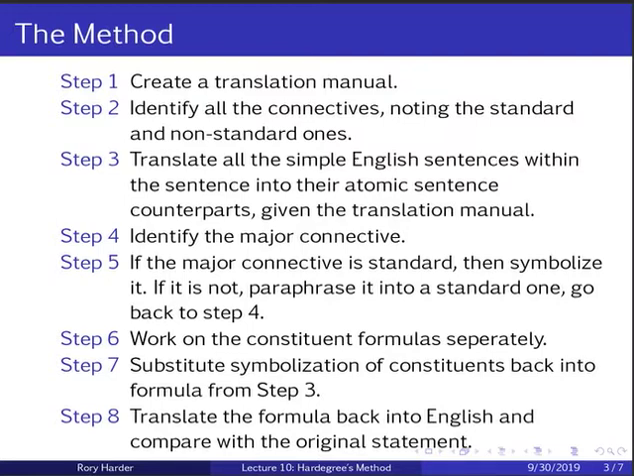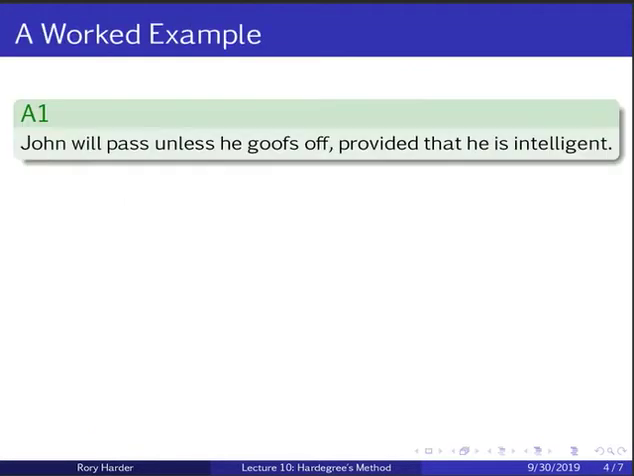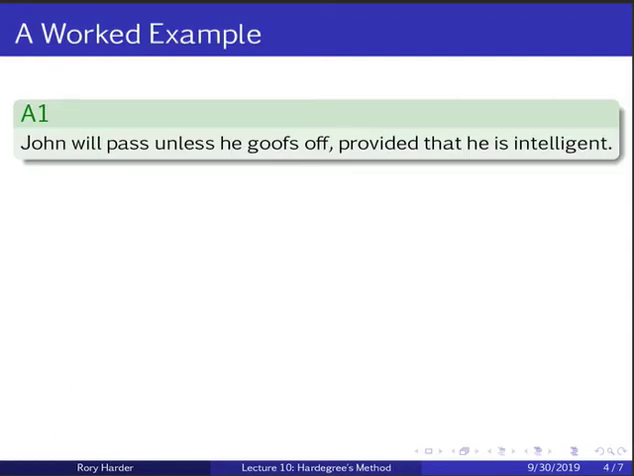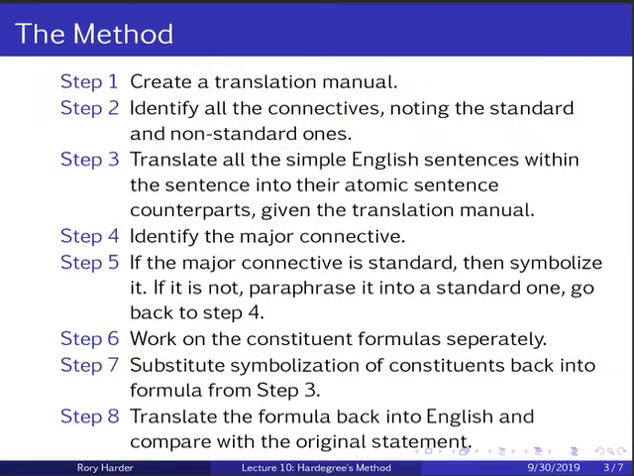So let us look at some examples of applying this method. So the main example we'll work through is as follows. The sentence is, John will pass unless he goofs off, provided that he is intelligent. So this sentence is a bit complicated. It's not immediately obvious how to translate this into a sentence of our propositional logic. So we're going to be applying this method to translating it, working through the translation process step by step.